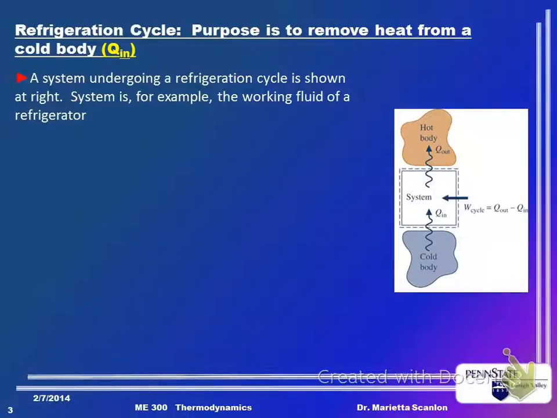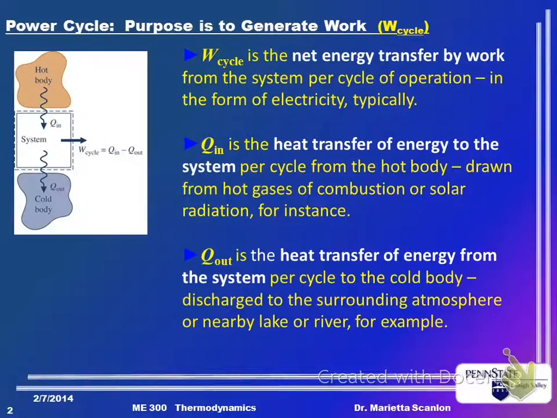So let me go back for a second. The equation: W cycle is equal to Q in minus Q out. Okay.